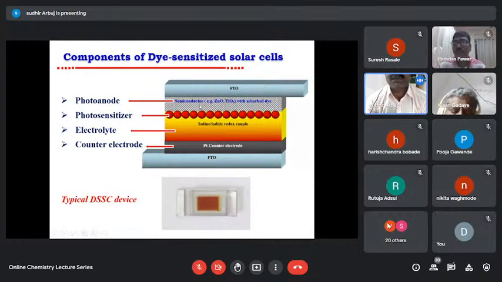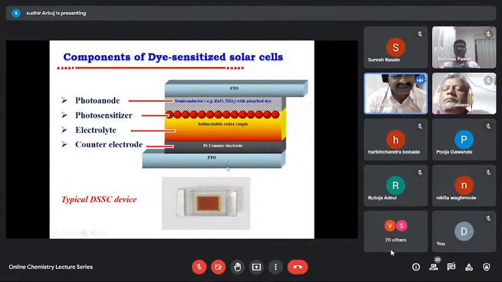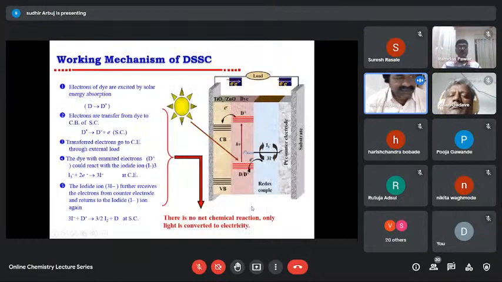So some kind of dye can be adsorbed on this material, and with the help of light, this material absorbs the light and an electron or hole is generated, and this will be transported to the respective electrode and we will get some electricity. Okay. So this is the solar cell we are fabricating at our laboratory. So this is the working mechanism of a dye-sensitized solar cell.